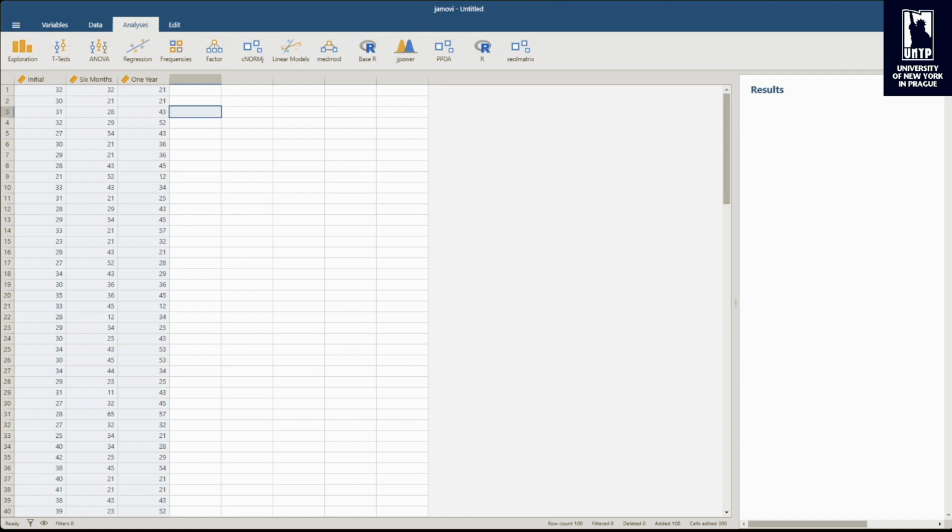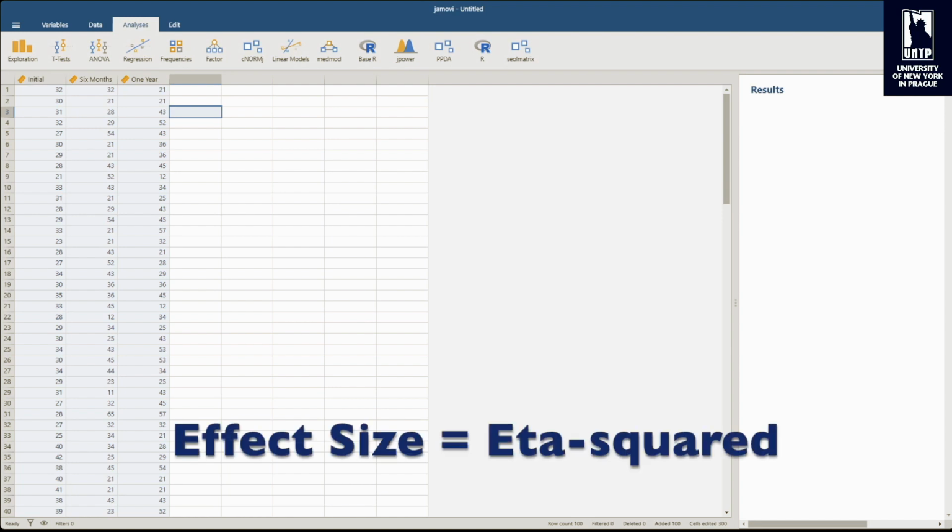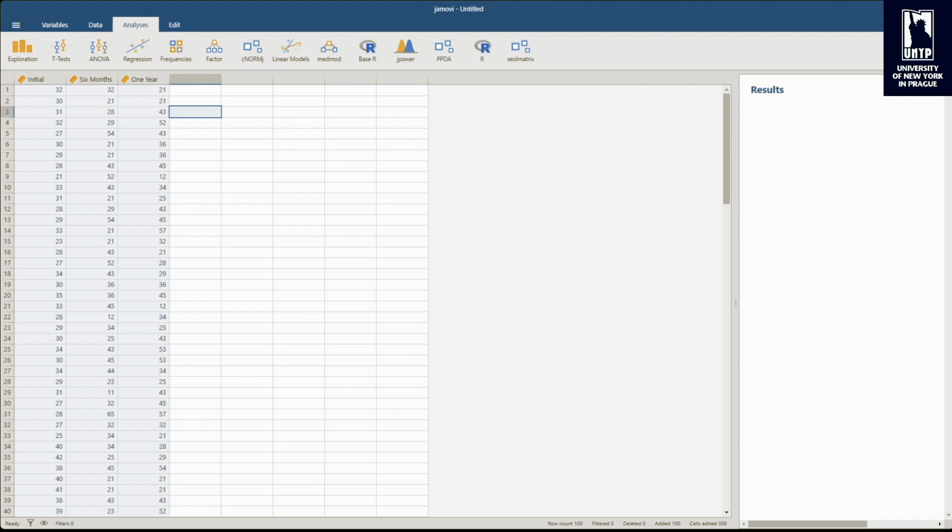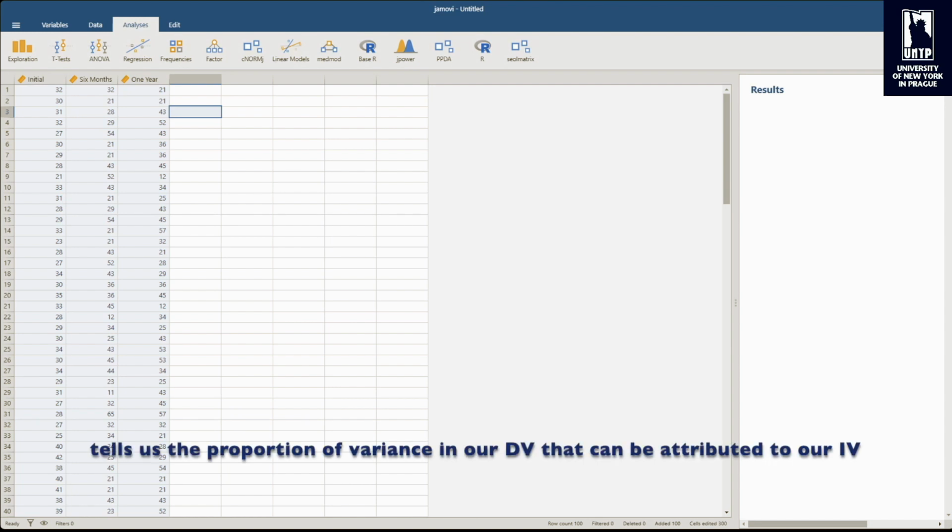The effect size for all ANOVAs is mostly the same. Even in this case, as in one-way between subjects, we have eta squared. And it still is crucial, inasmuch as it tells us the proportion of variance in our dependent variable that can be attributed to our independent variable.